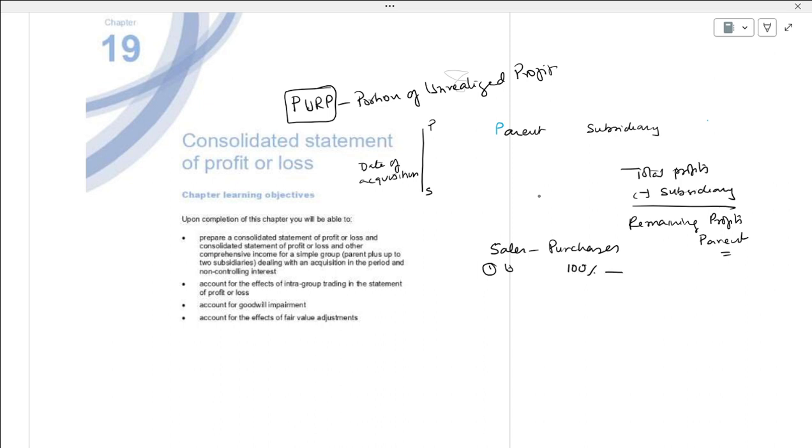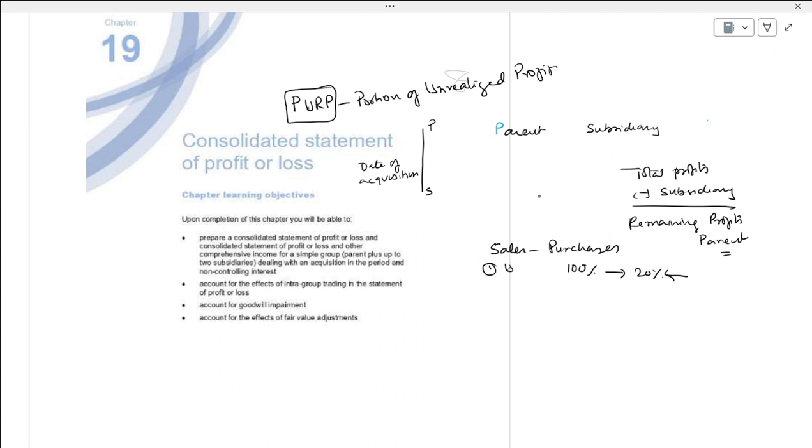on this 100%, 20% is not sold. 20% is still in process. Whichever goods have not been sold, on that inventory, we will not calculate the profit. Portion of unrealized profit.